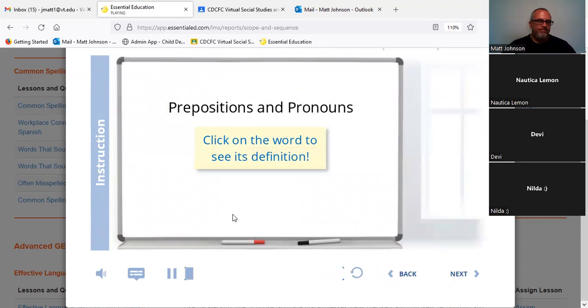Let's go over a few commonly confused words that include prepositions and pronouns. You're familiar with some of these, and if you remember that for pronouns, apostrophes are always contractions, not possessives, it will help you remember the difference between some of these words. Click on the word to see its definition and a hint to help you remember. You'll also find a list of commonly confused words in the resources.